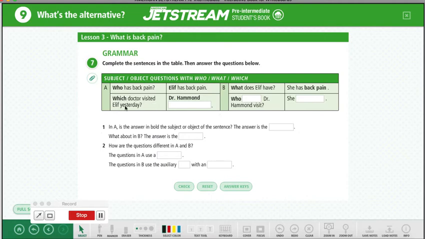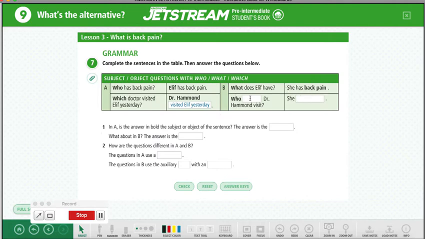Which doctor visited Elif yesterday? Dr. Hammond visited Elif yesterday. Okay, so that's the answer. Section B. What does Elif have? Okay, this is what she has. Okay, she has back pain.